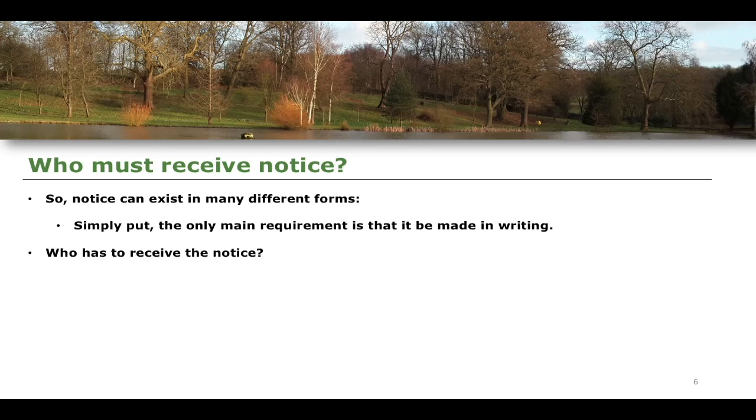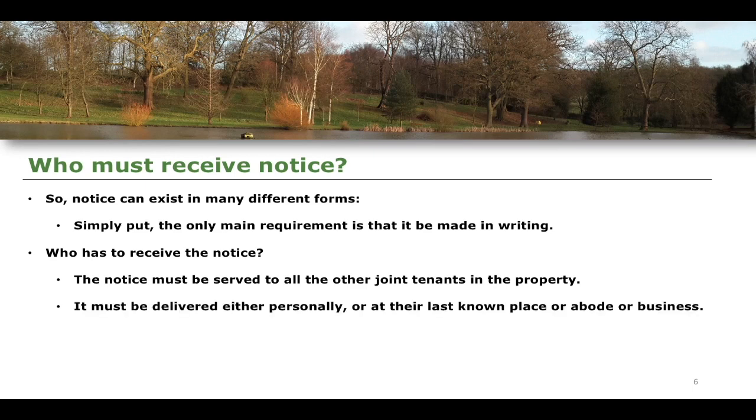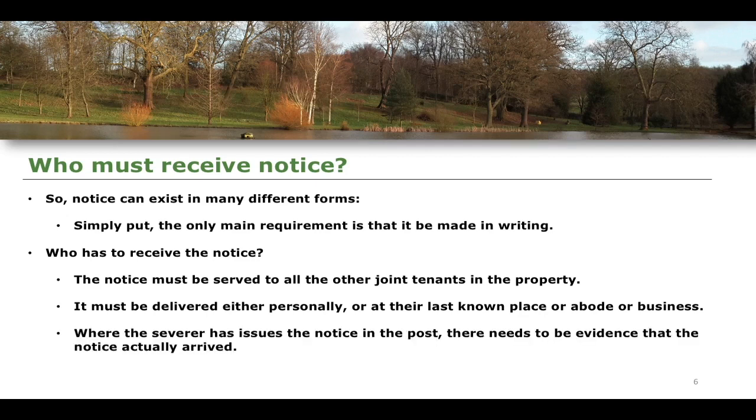So who has to receive the notice? That's the next question. Well, the notice must be served to all of the other joint tenants in the property. So the people who have to actually get the notice are the other joint tenants. It must be delivered either personally or at their last known place of abode or business. And so that's simply the only requirement in terms of receiving the notice.